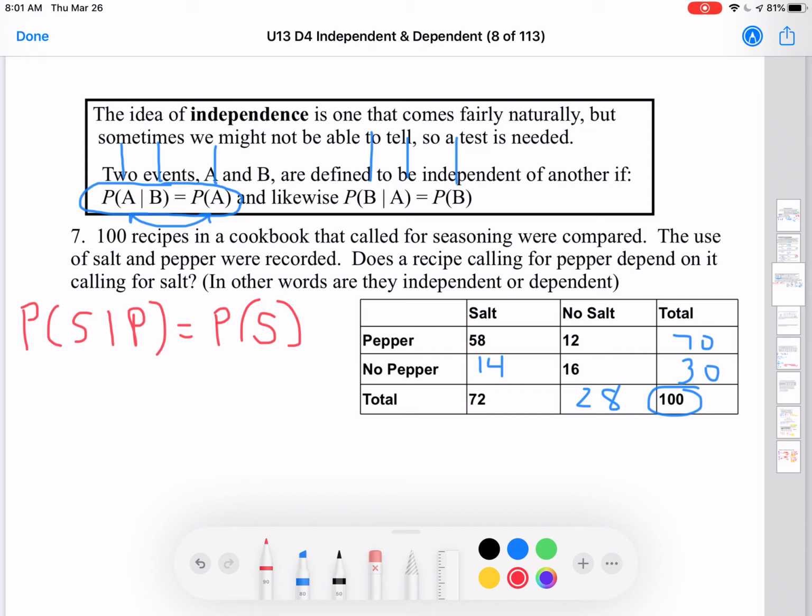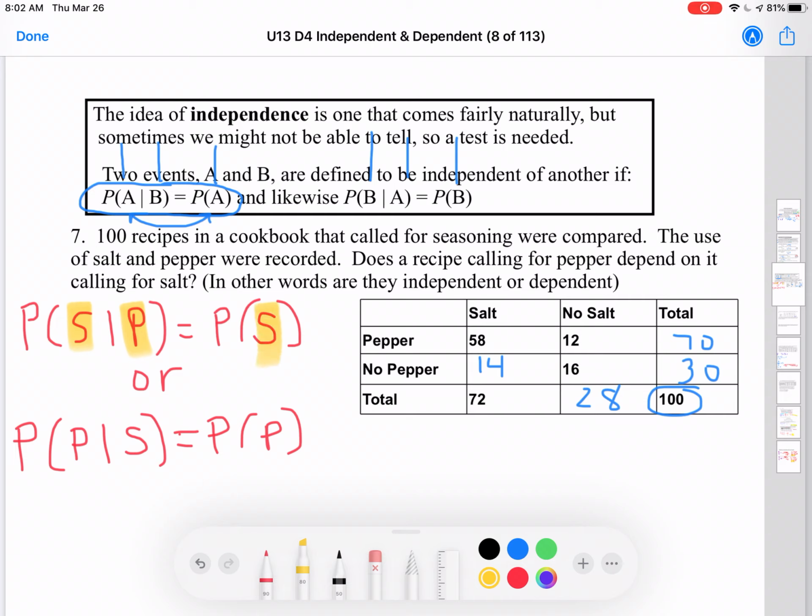I can use this one, or, and don't write anything because I'm going to erase this, or I can do probability of pepper given salt. And what would I set that one equal to? If I choose to use this one, it has to be every other. PSP. So it does not matter which one of those you choose. When you're doing independent-dependent, it does not matter. What matters is, though, you go every other. SPS. Or if you choose this one, PSP. Okay, so it doesn't matter which one you choose.